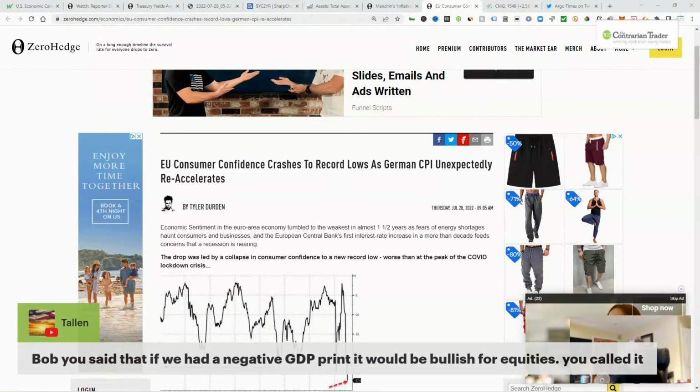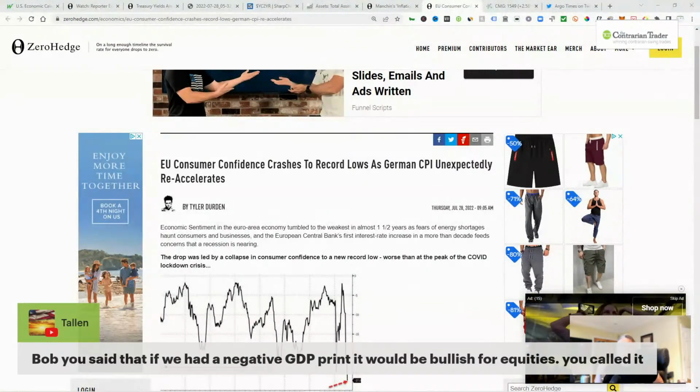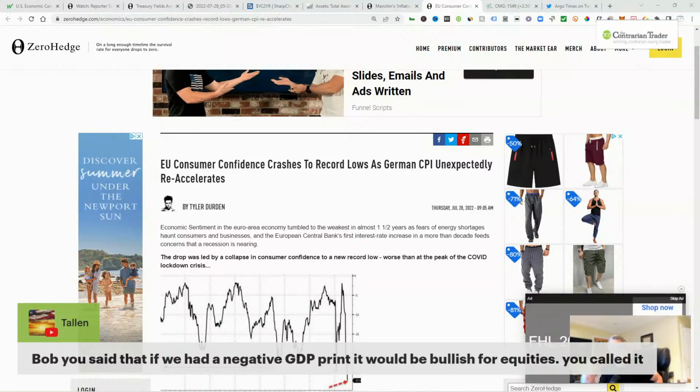Talon Bob, you said that if we had a negative GDP print, it would be bullish for equities. You called it. Thank you for validating what I've been saying. Yeah. Bad news is good news. I don't see Yoga Mac on here. He always brings it up. Bad news is good news. If it were good news today, suppose we would have had an expanded GDP, a positive GDP print, it would have negated last quarter's negative GDP print. So we already had one foot in the bathtub. Today was the second foot, making it a recession. No matter what these morons in Washington say, no matter what these morons on TV say, we're in recession.